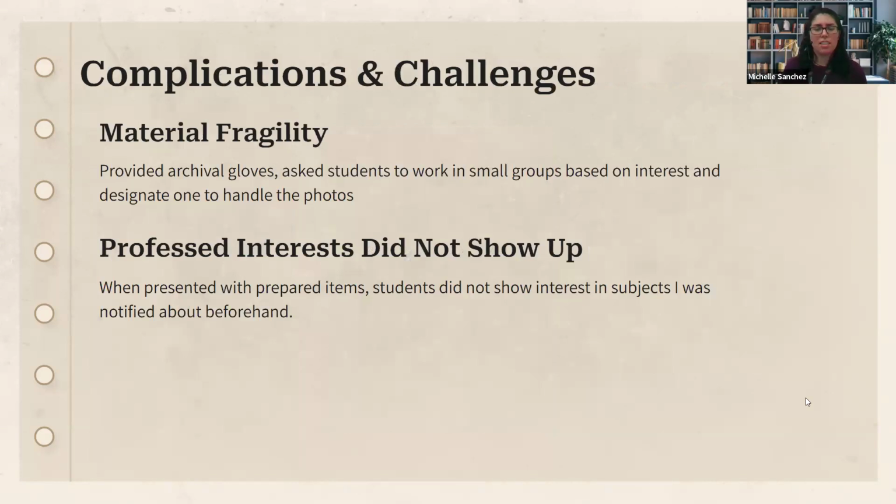Now, the complications and challenges for this particular implementation, again, material fragility. Some of these photographs, thankfully not the whole thing was ripped apart, but a little corner was ripped off, and we didn't have a lot of proper storage for them, like those little slips for photographs you can get, to have them protected so the students can handle them.